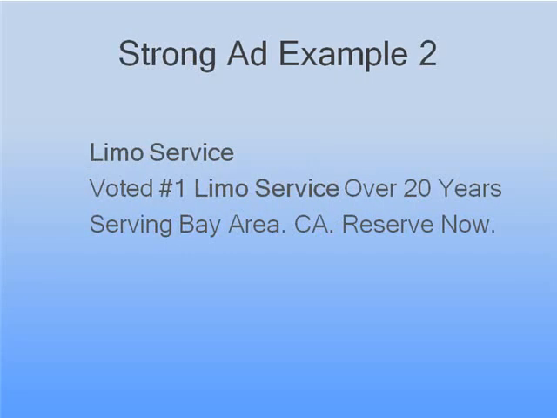Here's another strong ad example for the keyword limo service. As you can see, the headline exactly matches the keyword, so Google will bold the words that match and make the ad stand out. There's great social proof in the first description line that says voted #1 limo service over 20 years. Plus this ad clearly defines the location of their customer, which is the California Bay Area. And finally, there's a call to action to reserve a limo now.